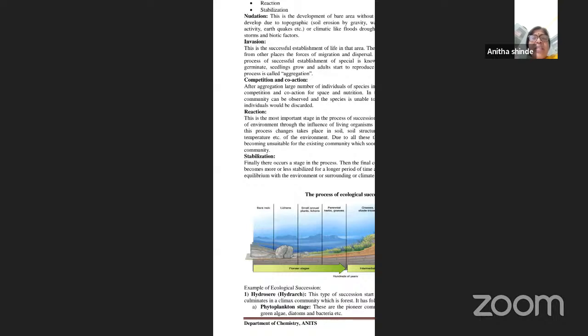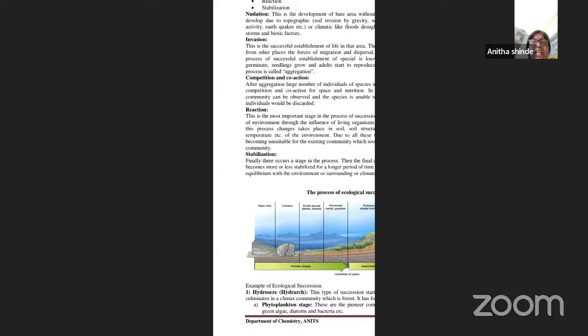Now you have various examples of this ecological succession. Now if you take, for example, hydrosere, that is hydra.